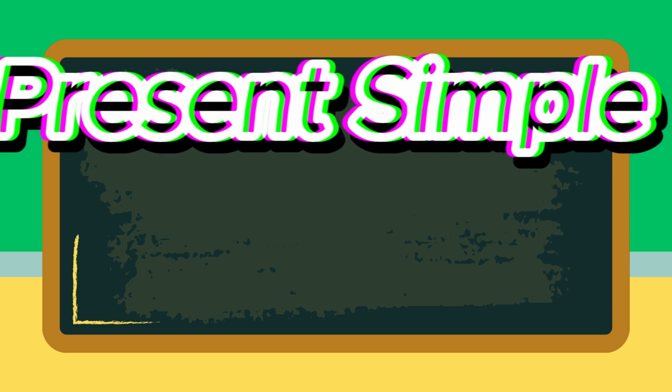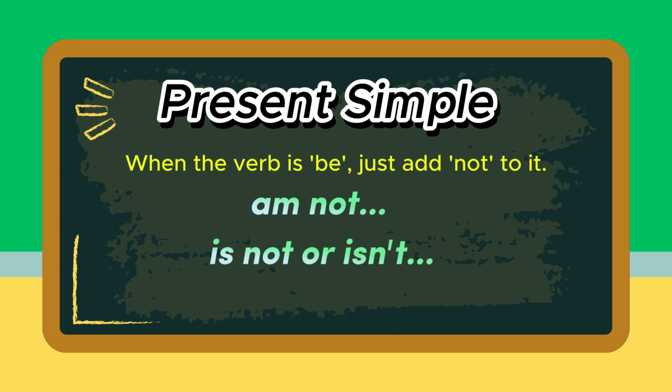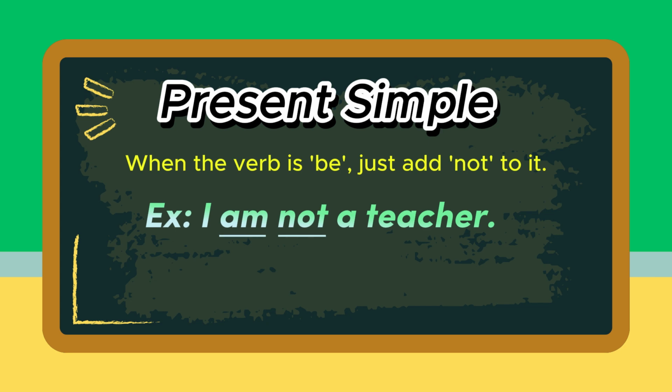Here they are. Present simple. When the verb is be, just add not to it. Am not, is not or isn't, are not or aren't. Example, I am not a teacher.